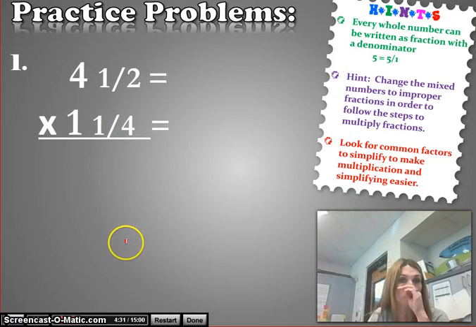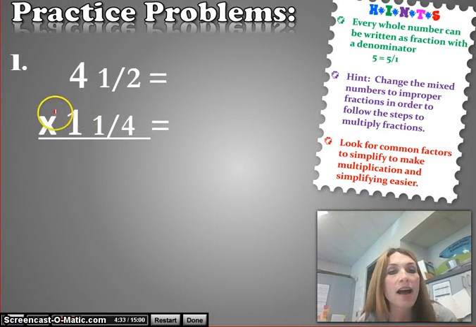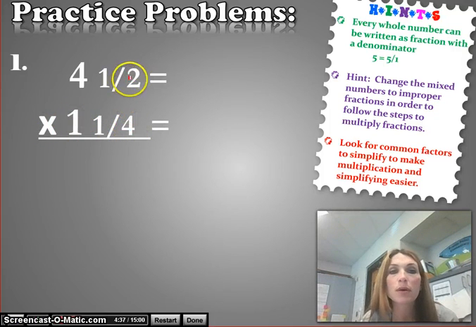For practice problem number 1, we have 4 1/2, and we're multiplying that times 1 1/4. So in order to do this, I'm going to have to change these mixed numbers into improper fractions. So be sure you do that. Pause, work these out. When you're ready to go over them with me, press play.